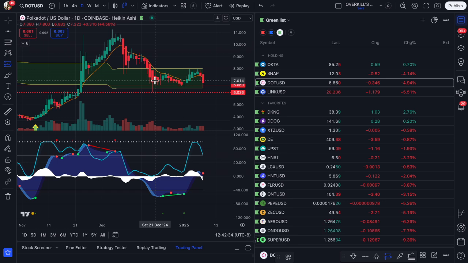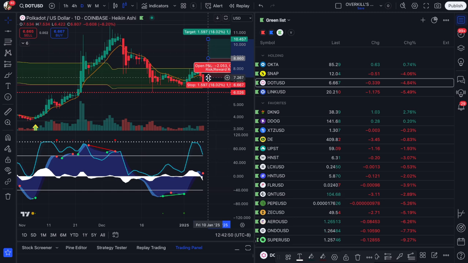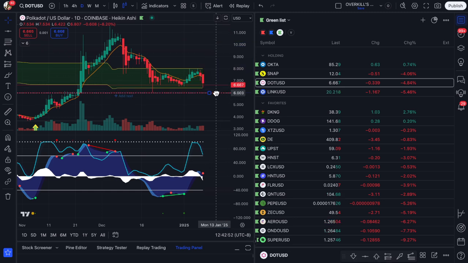Okay, I've been holding DOT for around, I think, 26 days now. I think my first buy was right here. Okay, I bought the bounce off the golden zone and then it sold off all the way down to 6. And then I averaged down somewhere in this area. I think my average is around $8 on this trade. Okay, and my stop loss is right there at $6.